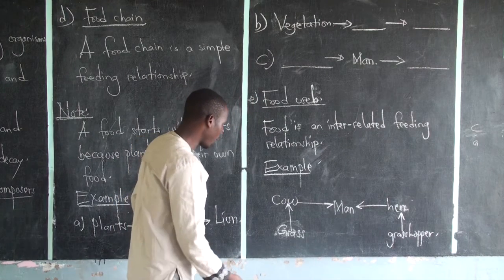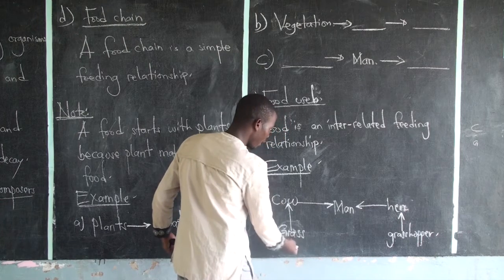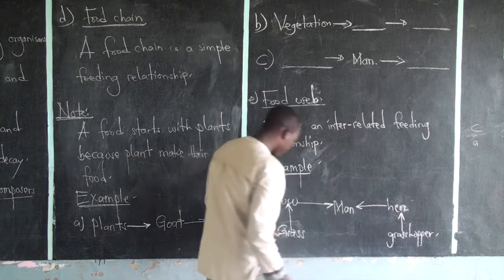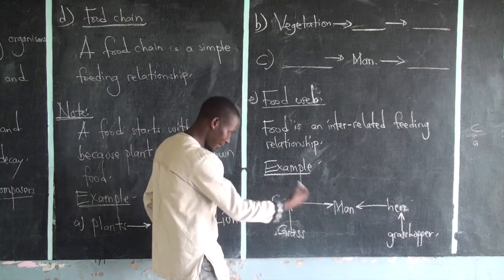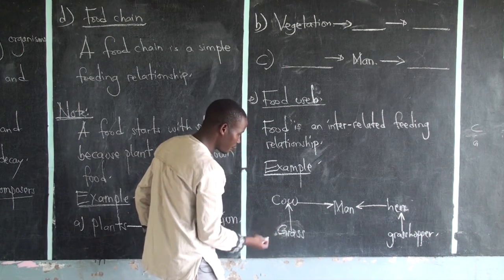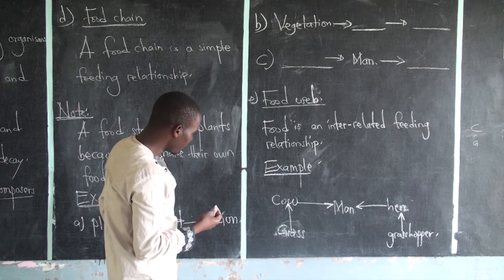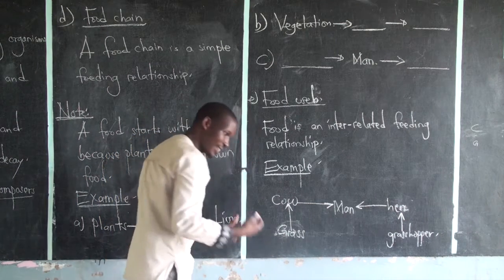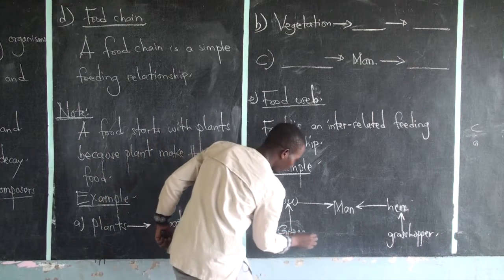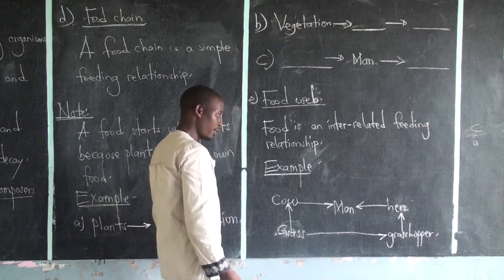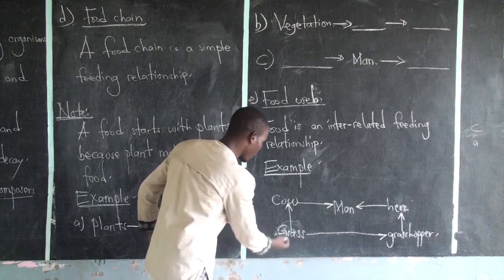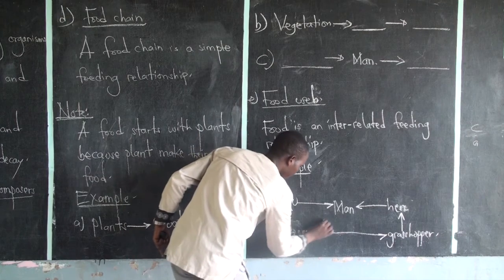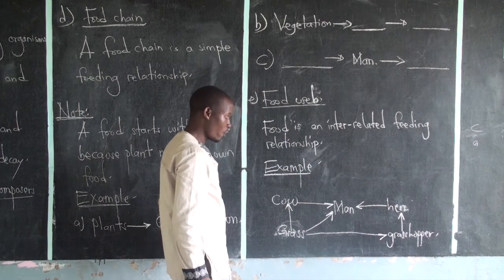We can still check more arrows here. In this case, we have grass and then grasshopper. Grasshoppers will eat grass. So remember, the arrow begins from what is eaten to what eats. So grass is eaten by grasshoppers. I think we can have more arrows joining here. Check here, grass and man. Man eats grass. The arrow begins from what is eaten to what eats.